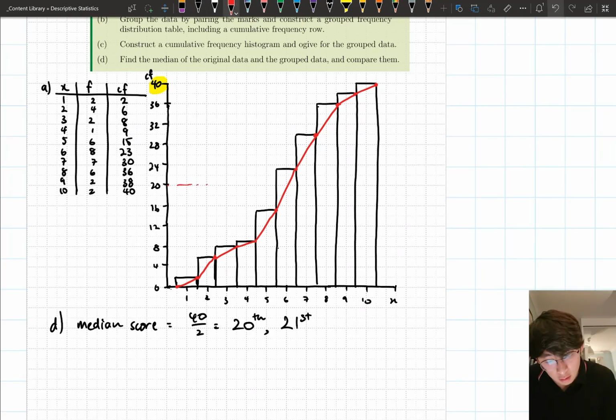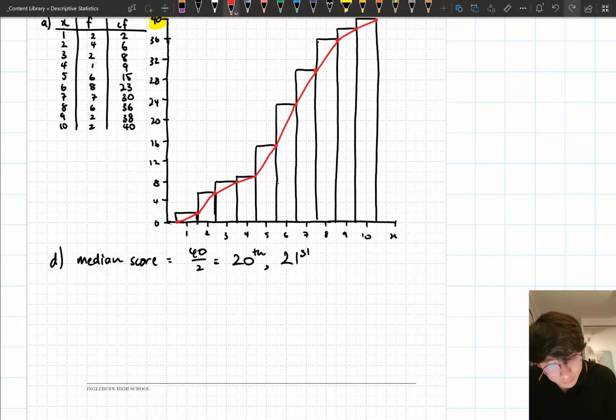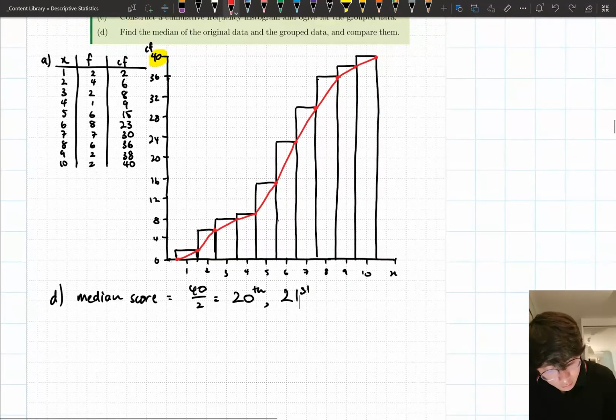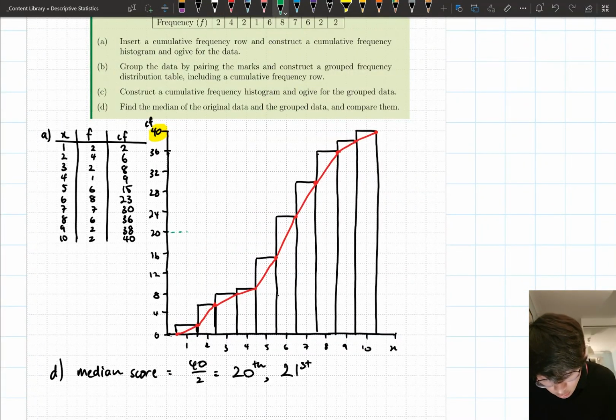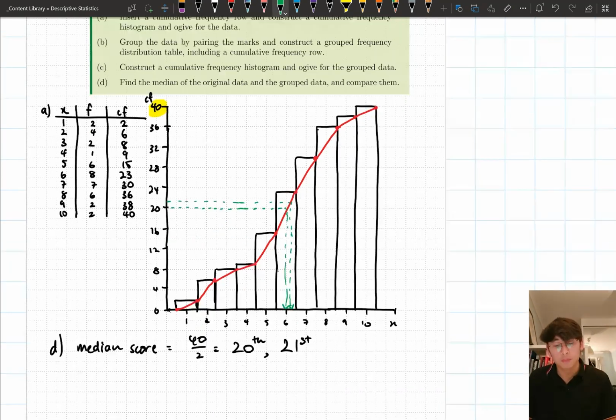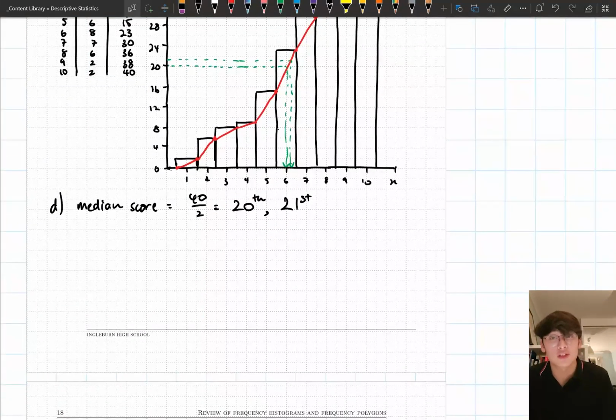Actually, let me do this in a different color pen so you can actually see it. So here I'm going to go to my 20th score. I'm going to read across that. And the 21st, which also happens to be over here. And if I read down, if you notice, both of them are in this 6 score. So both the 20th and the 21st score is actually 6. That's what this tells me.